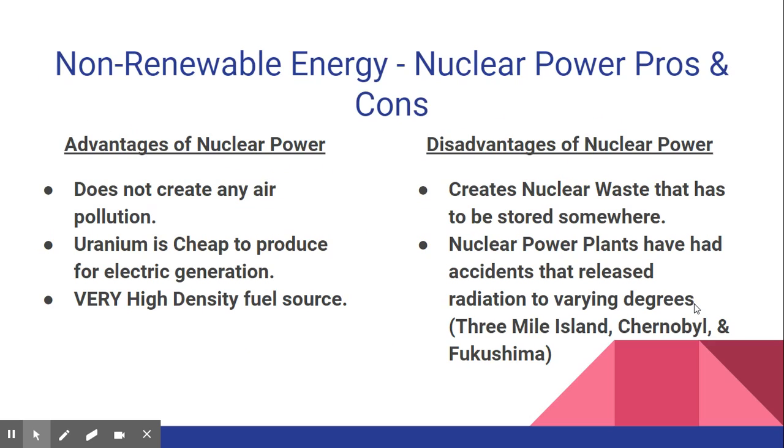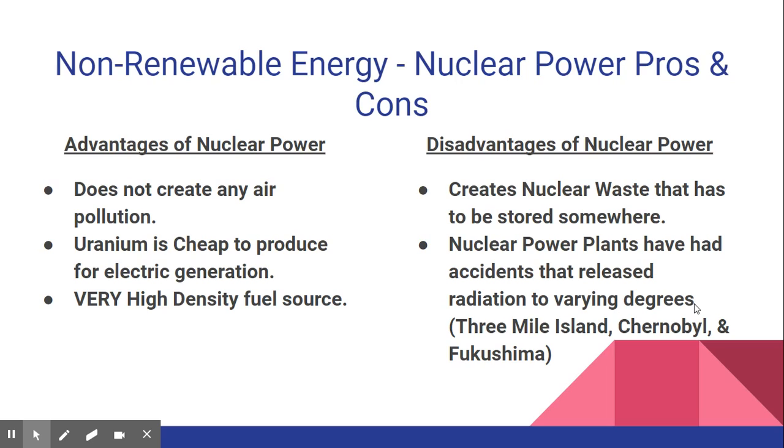It does not create any air pollution. Uranium's relatively cheap to produce, to actually create the uranium itself. The cost to build a nuclear power plant is much, much higher compared to other places. And it's a very compact, very high density fuel, lots and lots of energy for the same amount.